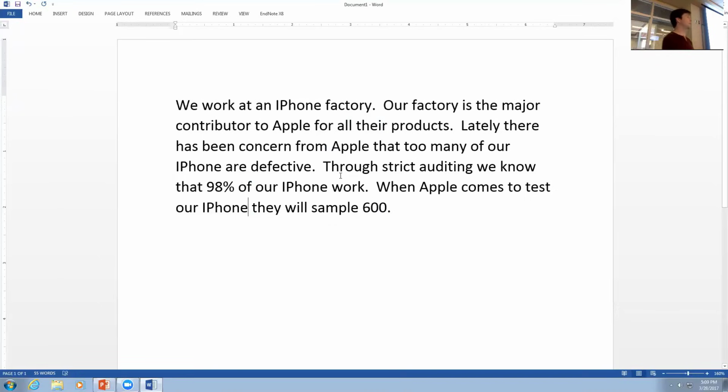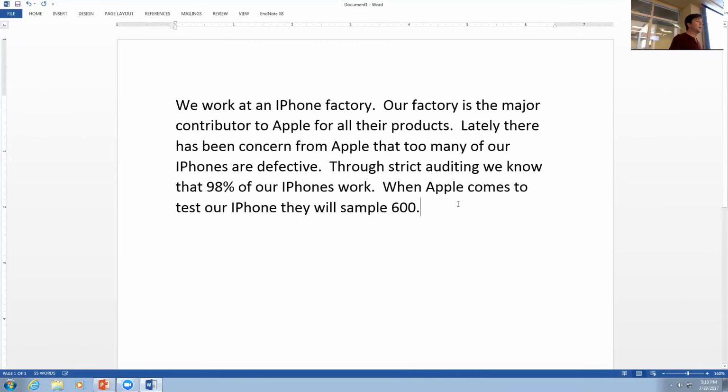We work at an iPhone factory. Our factory is the major contributor to Apple for all their products. Lately, there has been concern from Apple that too many of our iPhones are defective. Through strict auditing, we know that 98% of our iPhones work. When Apple comes to test our iPhones, they will sample 600 of them.